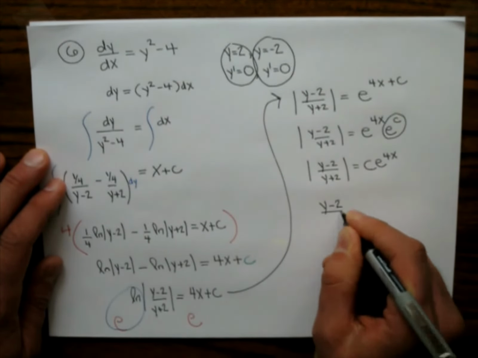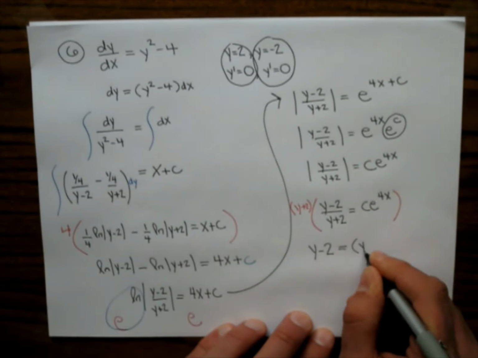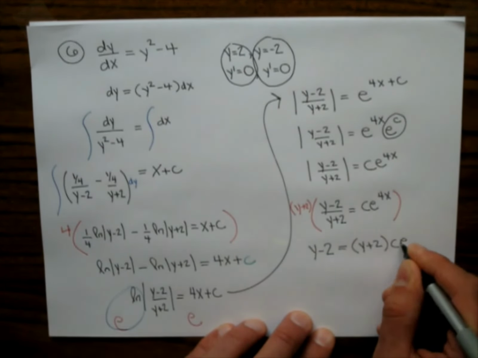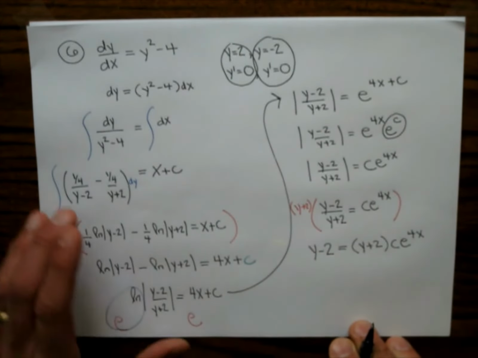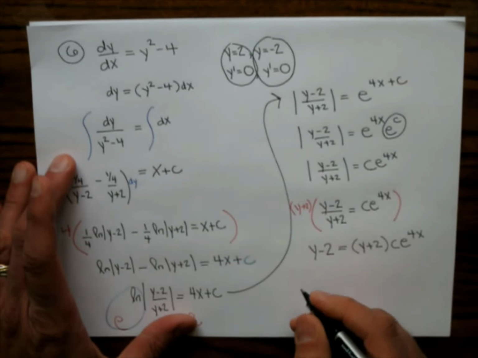When I do that, I end up getting y minus 2 equals y plus 2 times ce to the 4x. Okay, so y minus 2 equals ce to the 4x times y plus 2ce to the 4x. Now some of you might say, well, 2c can be replaced with a c, but now you can't do that because you have another c here.